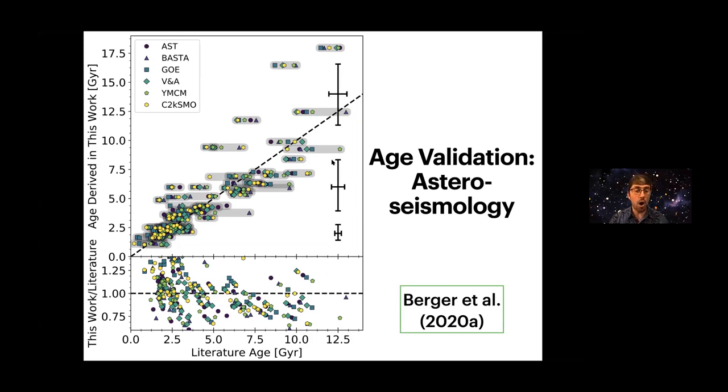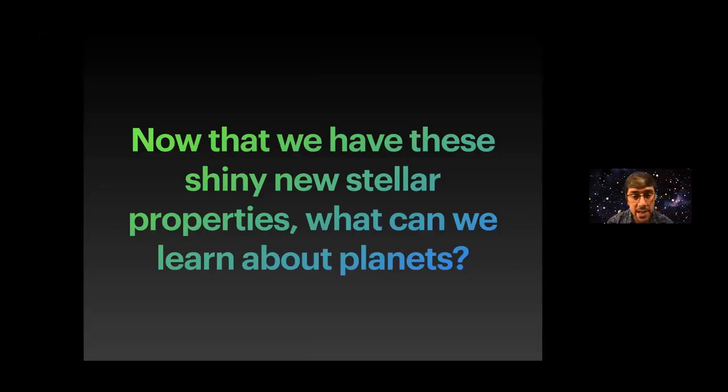But I think overall, the agreement here is very good, especially when we're comparing ages determined just through isochrones and those determined through asteroseismology. So now that we have all these shiny new stellar properties and we feel confident in the ages that we've determined, what can we learn about the planet population?